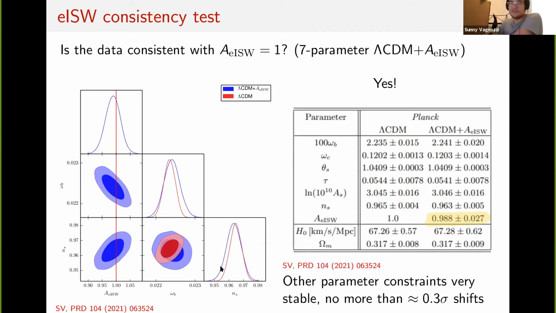The parameters which shift the most are the scalar spectral index and the baryon density, which shift by no more than 0.3 sigma, as you can see here. They move from the red contours to the blue contours. So the takeaway message is that Lambda CDM, like Planck data, is totally consistent with the Lambda CDM prediction for the early ISW effect. In fact, it's actually very slightly low, just below 1.